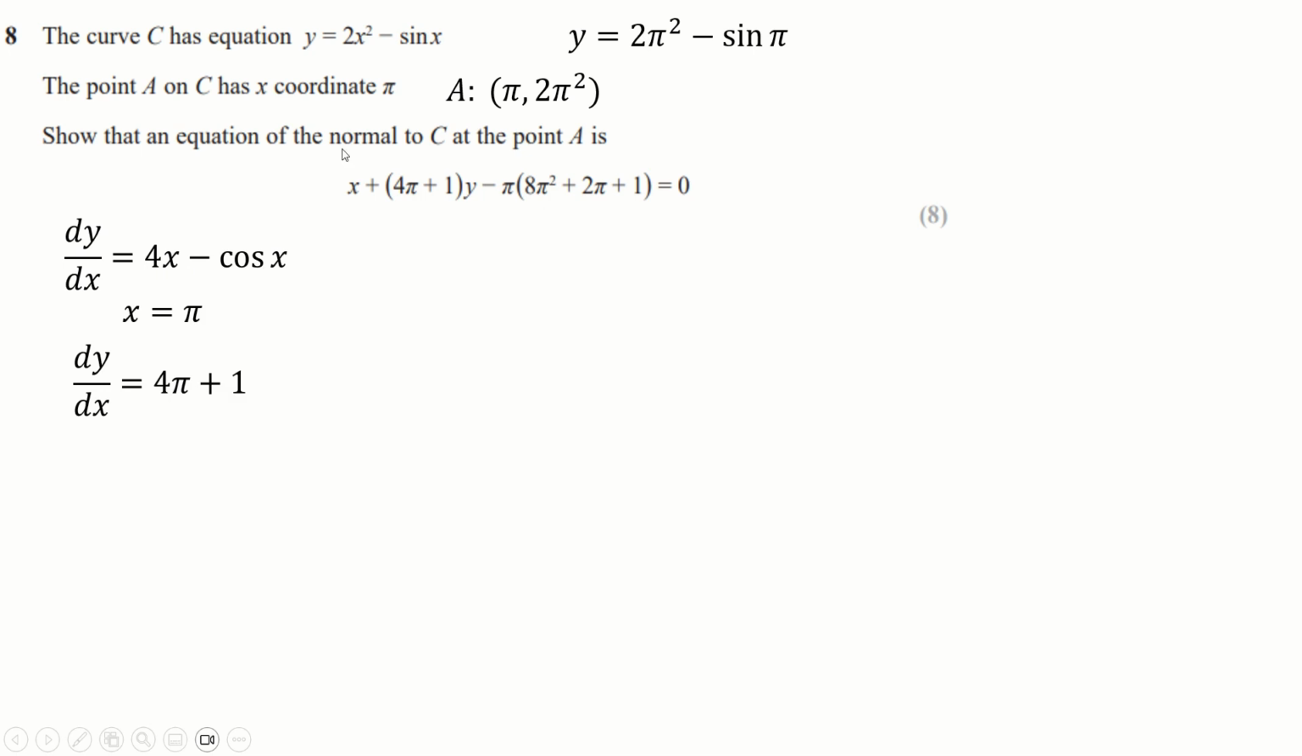So you get this. The normal is the negative reciprocal of this gradient. So the gradient is 4 pi plus 1. So the normal is 1 over 4 pi plus 1 with a negative in front. So that's the gradient of the normal. And the normal goes through this point still because it says so. So now let's just do y minus y1 equals m times x minus x1. With this is x1, this is y1, and this is m.